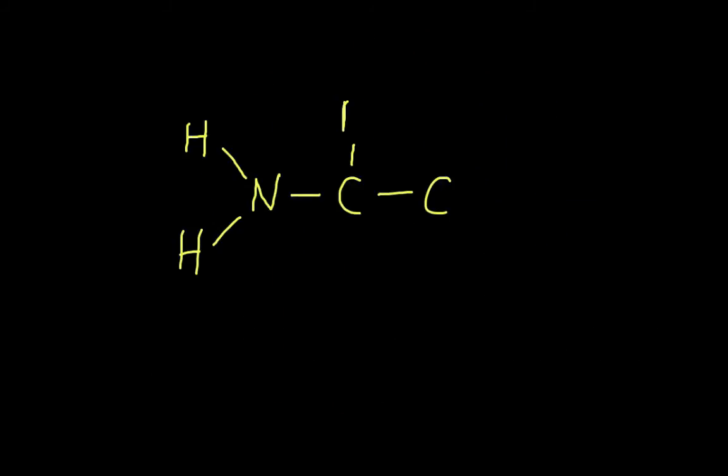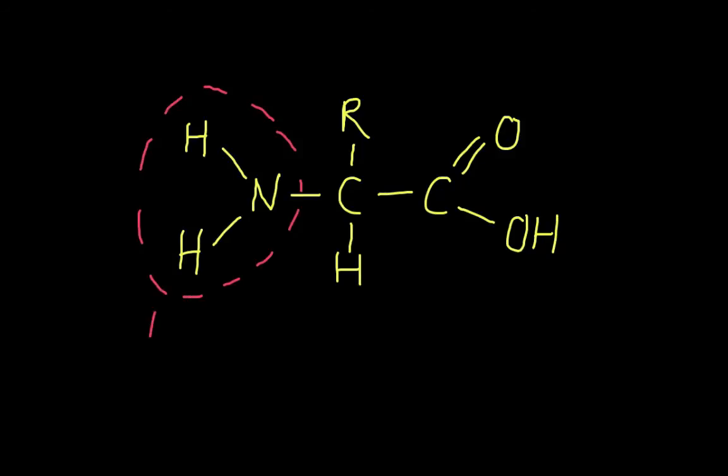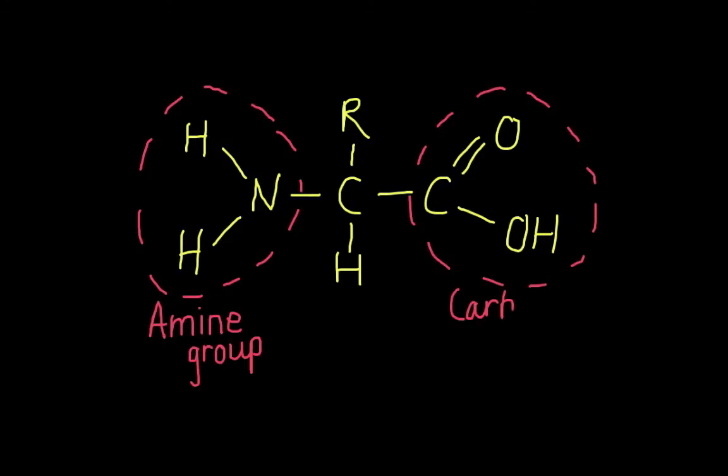Here I'm going to show you the structure of an amino acid. The nitrogen is attached to 2 hydrogens. We call this an amine group. The carbon on the right hand side is attached to an oxygen with a double bond and an OH, and we've seen this before. This is a carboxyl group.